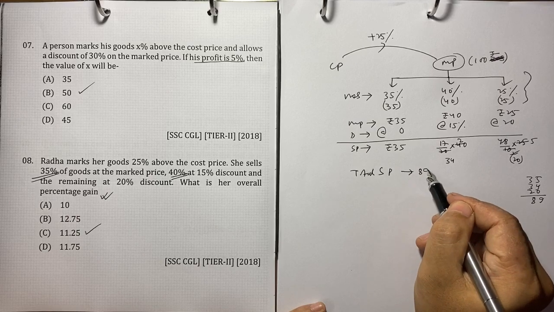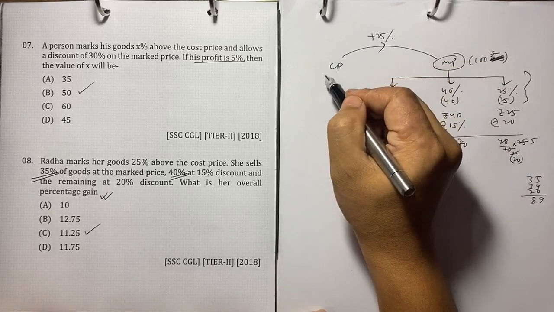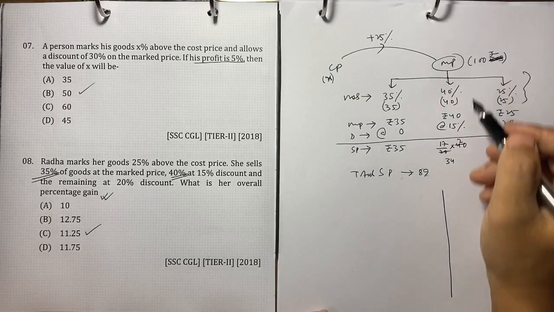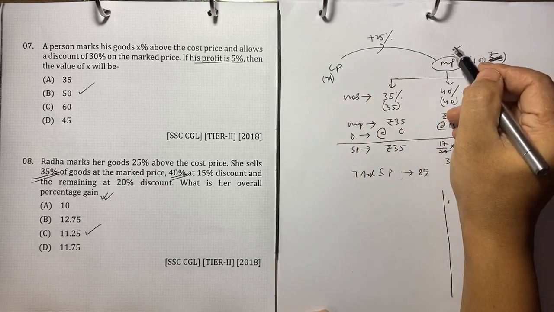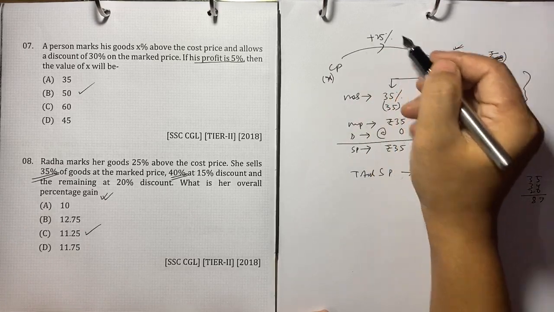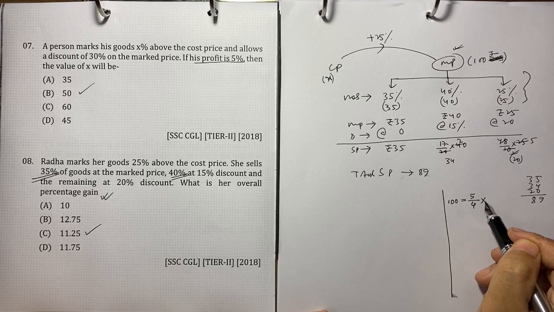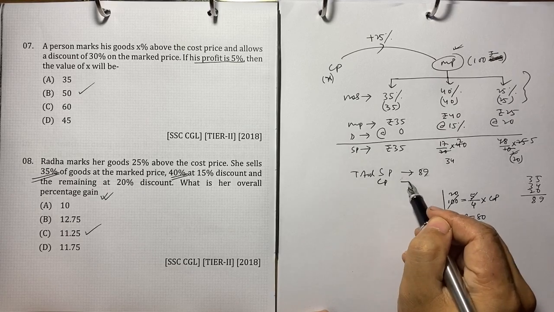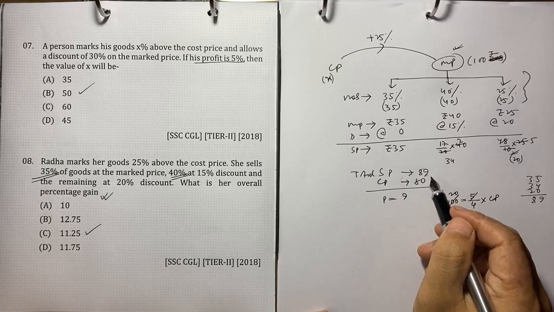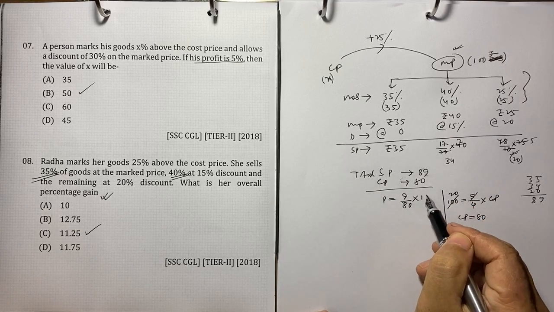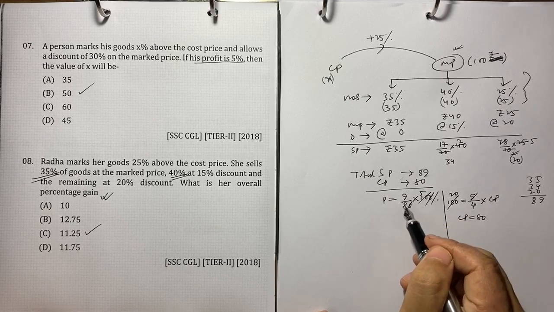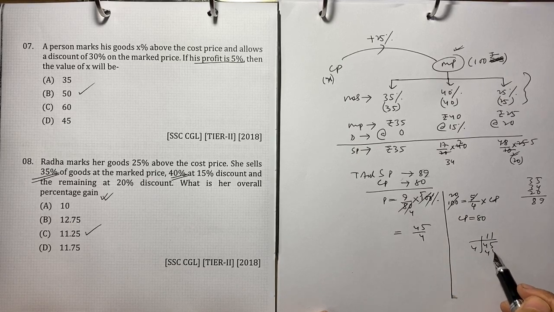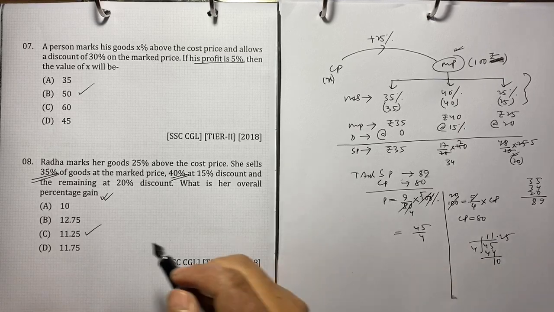Total SP is rupees 89. Now the cost price: the mark price is 100, and the cost price is X. With a 25% increase it becomes 125% of the cost price, so 100 equals 125% into cost price, cancel, this will be 20, multiply, and the cost price equals 80. So total CP is 80 and the profit is 9. So 9 out of 80 as a percentage is 9 out of 80 into 100%, cancel, 5 divided by 4, so it will be 45 divided by 4, which is 11.25%. This is the answer.